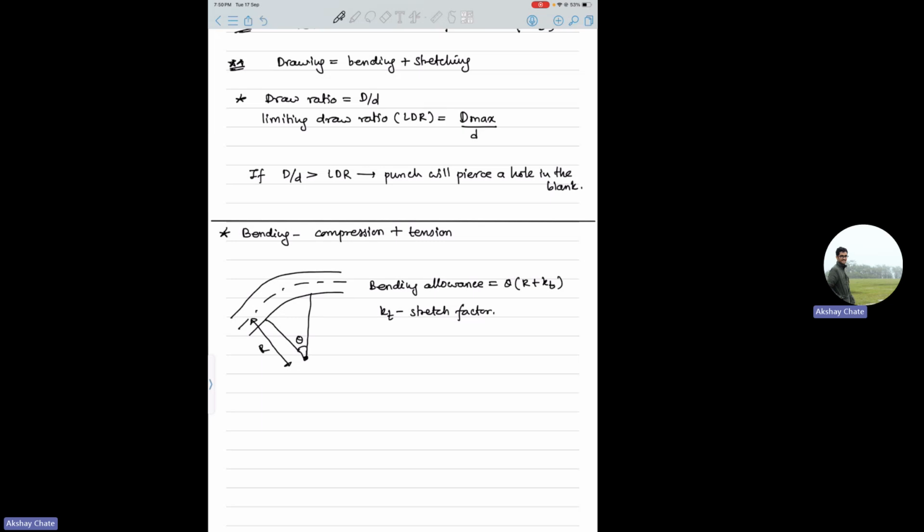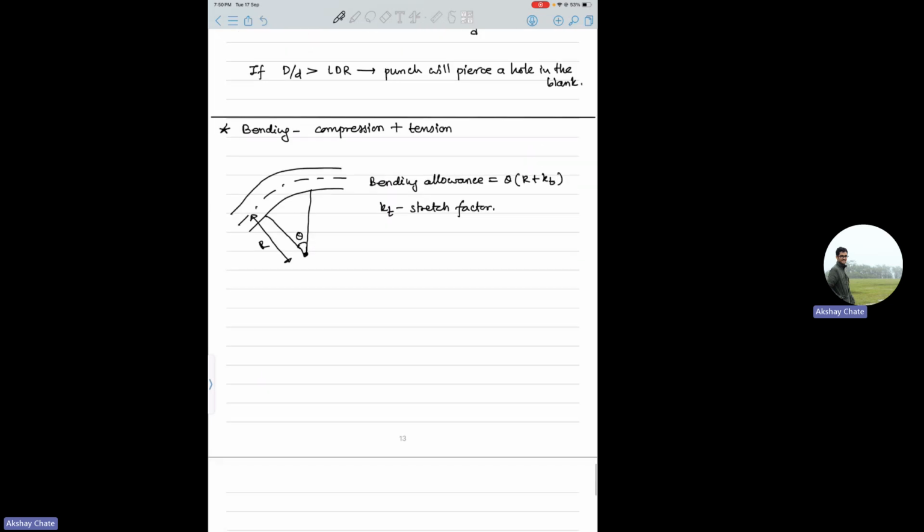And these types of questions are directly asked in the exam. And this is for one bend. If you have multiple bends in your forming process, then accordingly you have to add multiple bending allowances in your total length. Okay, so we can take one question also.